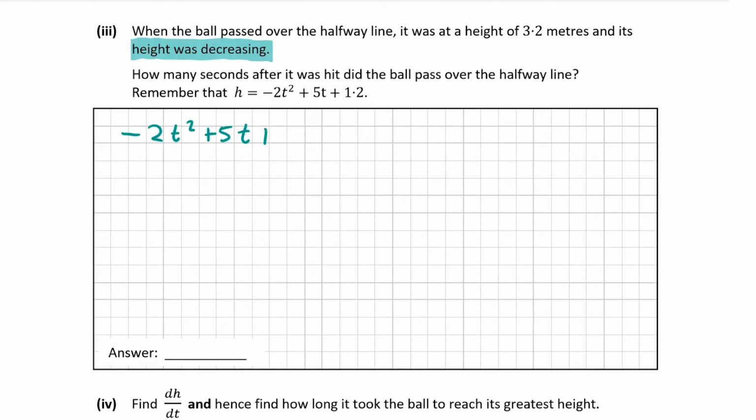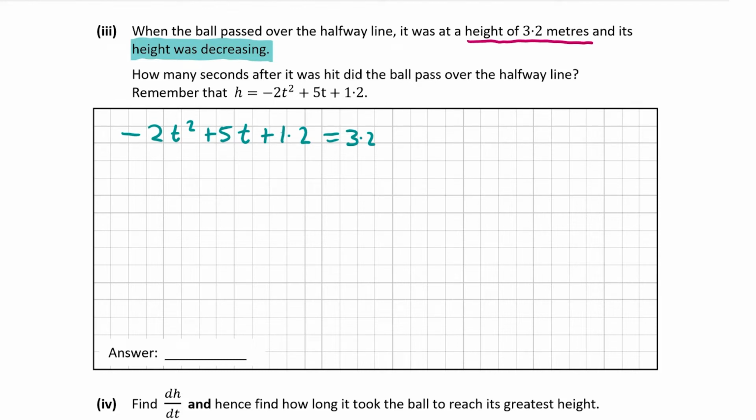So let's write that out first of all. Now in this case, we don't know what t is, but we do know what the answer should be. So the answer for this should be equal to 3.2 meters. So in other words, this function is going to be equal to 3.2. I'm getting that from up here. So now we just have to solve this equation.